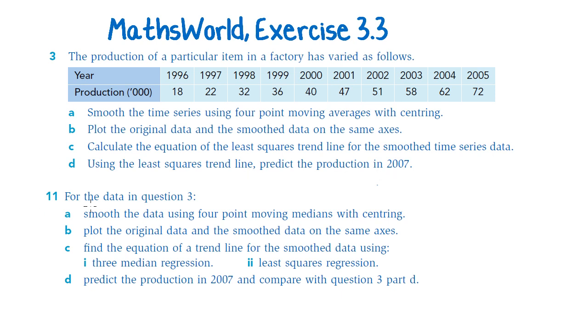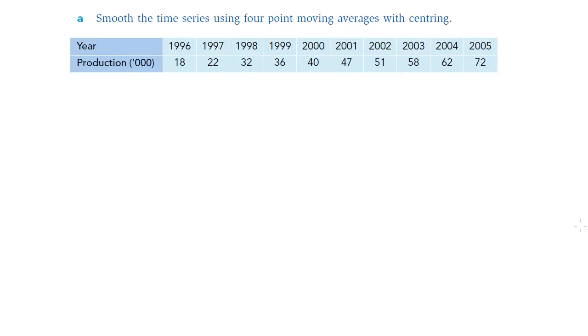The next part of the question says, using the same data, smooth the data using 4-point moving medians with centering. Plot the original data and the smooth data on the same axes. Find the equation of a trend line for the smooth data using 3-median regression and least squares regression. And then predict the production in 2007 and compare that with your answer that you got when you were using averages, means, for smoothing instead of medians. So here's my table of data.